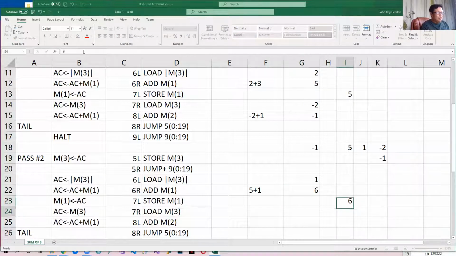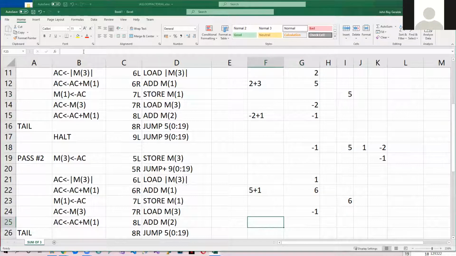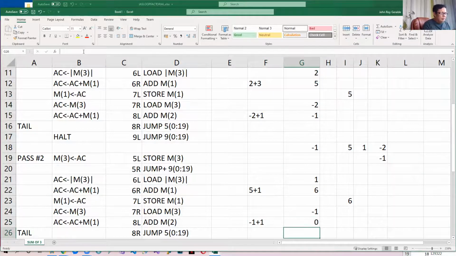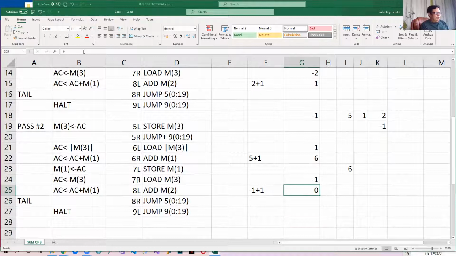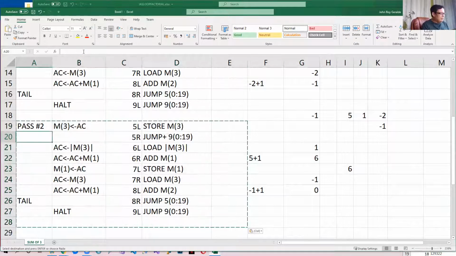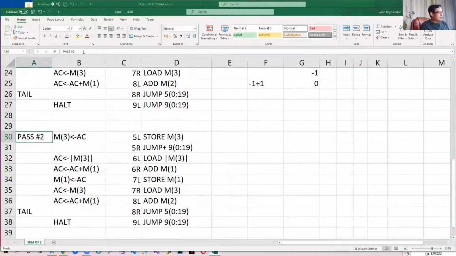Okay, and then we load M3. M3 now is -1. Okay, -1. This is not the absolute value. We have add M2, so we have -1 plus 1 plus 1. So this is now a 0. So we are now going to jump again to the beginning. So this is our third pass. Okay, third pass. Okay, this may be our last pass. No, so we'll just delete whatever things. This is pass number 3.